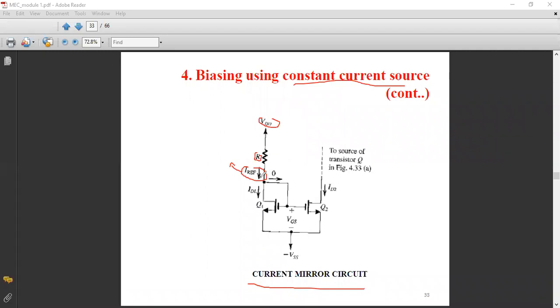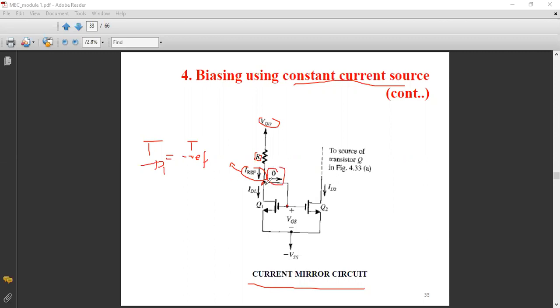You can see the reference current IREF that is passing through the resistance R is the same as the drain current of Q1. Therefore, we can write ID1 equal to I reference, and I reference is fixed by using the resistance capital R. Also, the drain and gate terminals of Q1 are shorted together, which means the potential at the gate and drain are the same. The potential difference is zero, because of which the gate current is zero.